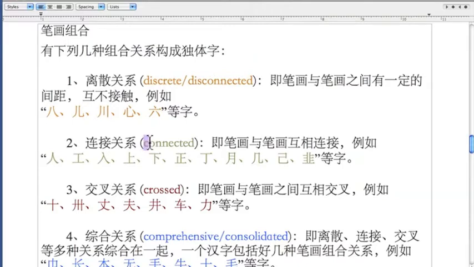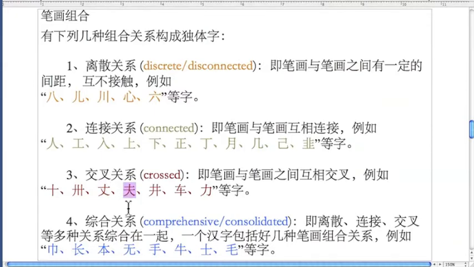In the second kind, these are called connected unit characters. It's lines touching other lines. They're touching, but they're not crossing through, because that's the third kind, crossed. These lines all cross through each other. And the fourth kind of unit character is a comprehensive or consolidated character. And those are these. They touch and cross through each other.